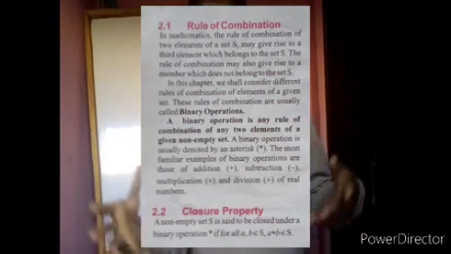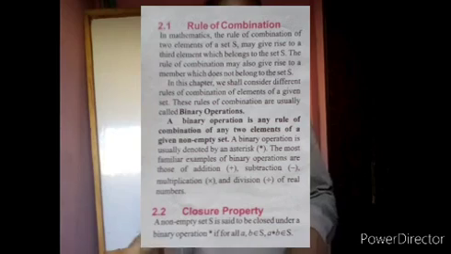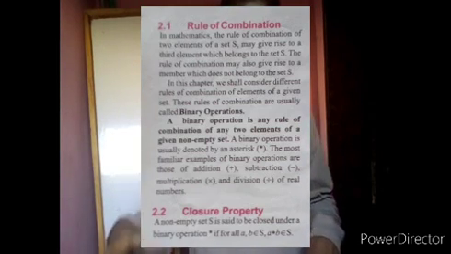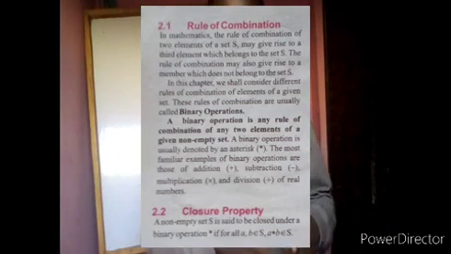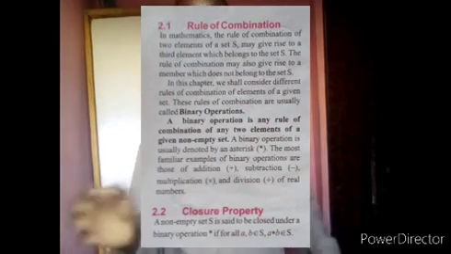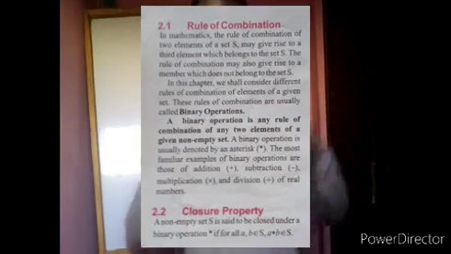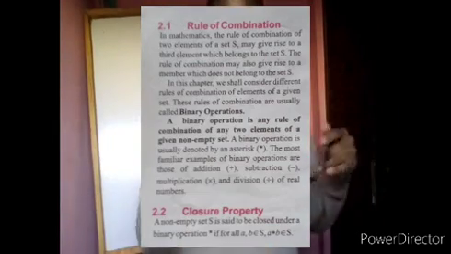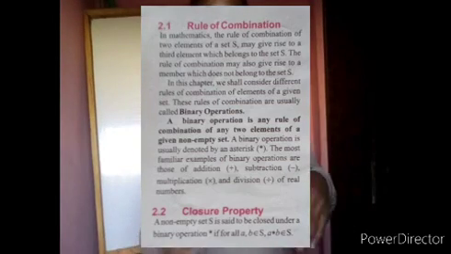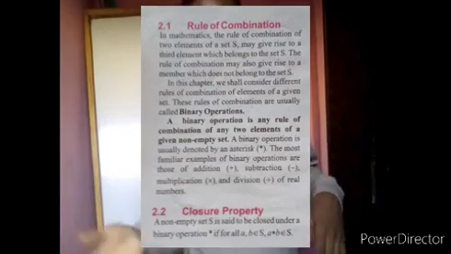So what exactly is a binary operation? A binary operation is any rule of combination of any two elements of a given non-empty set. So basically, it is a rule of combination of any two elements of a given non-empty set. This set is a set that contains elements, right? And these elements have their different properties. So a binary operation is kind of like an operation, a process you carry out.